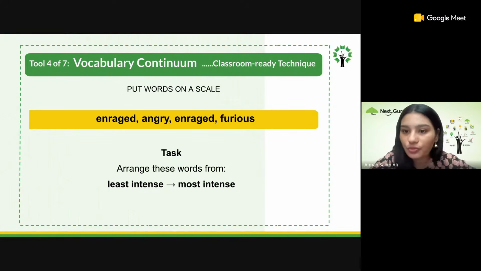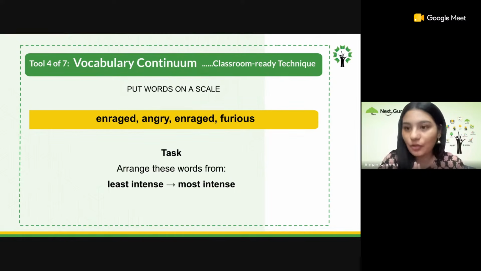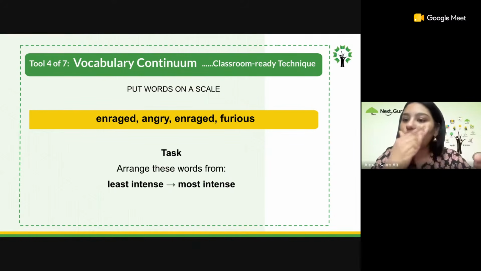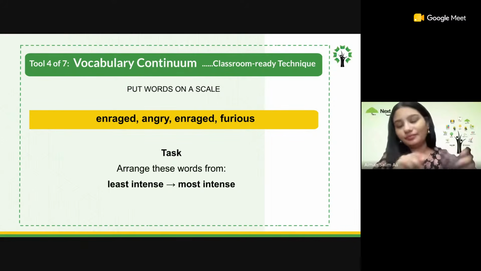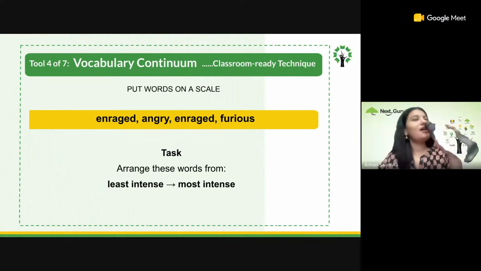Is how we are going to do is we are going to put words on a scale, right? And I have this task for you. Again, I want you to go to your chat box and I want you to arrange these words from least intense to most intense. Okay? Going to give you 10 seconds. These 4 words, I want you to arrange them, starting from the least intense, going to most intense. Okay, angry, enraged, furious.